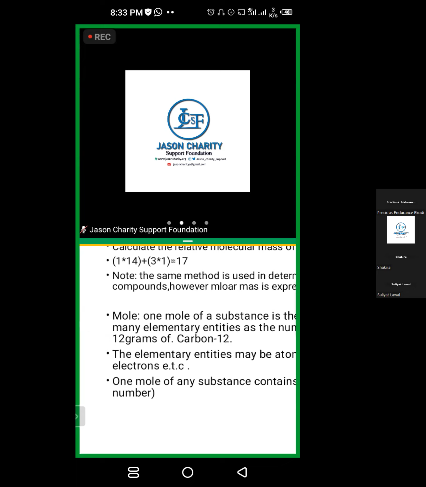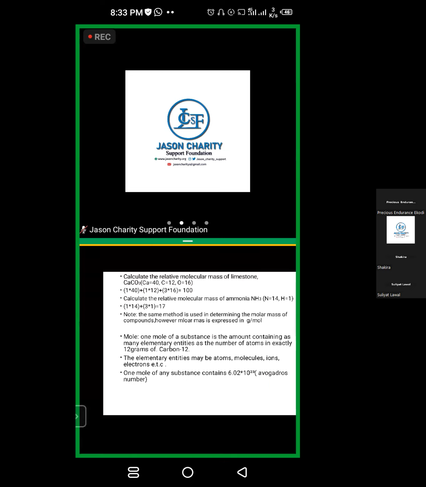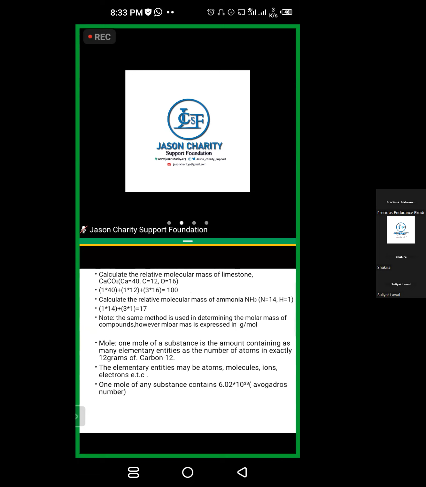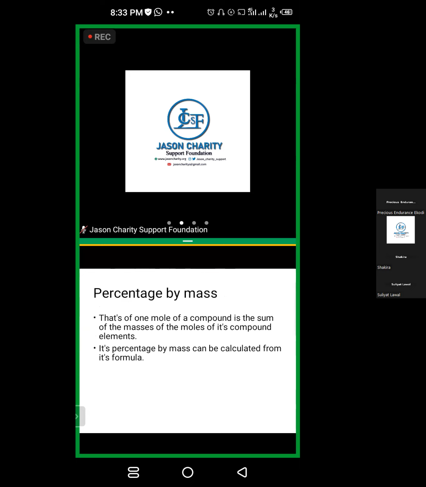Half, or 6 eggs, is the same thing as half a dozen. So it's just like that. 1 mole is the same thing as 6.02 times 10 raised to the power 23. Please, let's keep that in the back of our mind, because questions like this would feature in examinations. That moves us to the next part, which is percentage by mass.